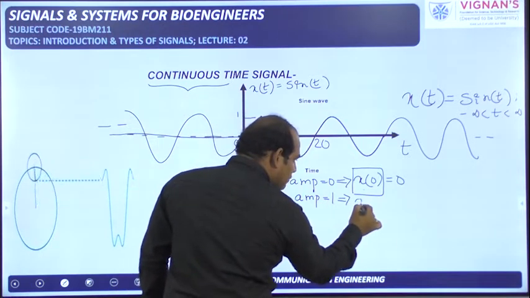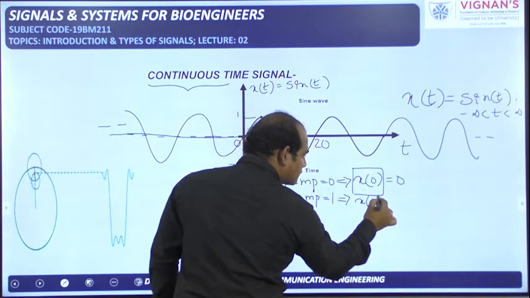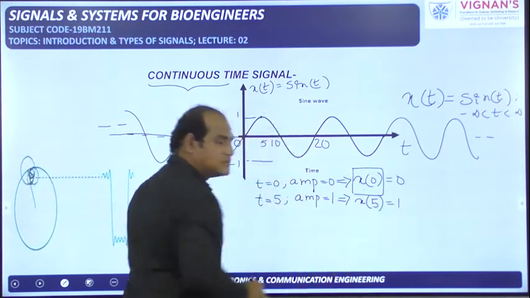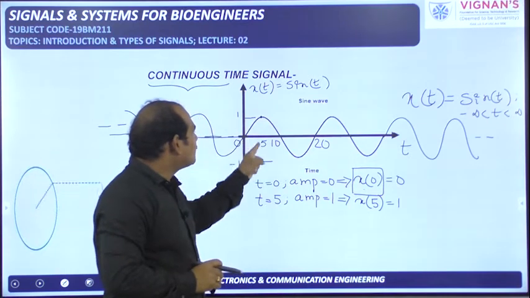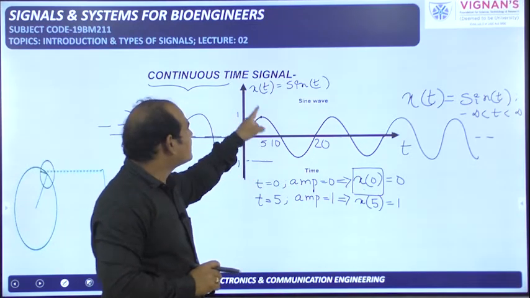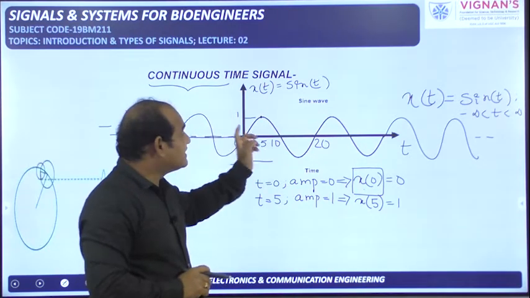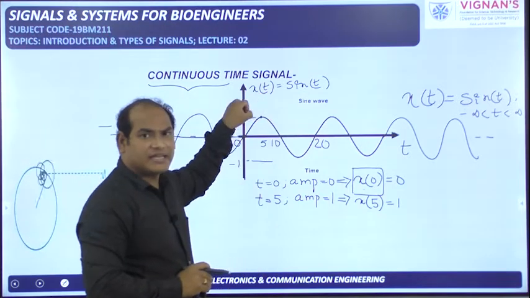Or simply we can represent that as x of 5. x of 5 is equal to 1. All these things are the same. At t is equal to 5, the value of the signal is 1, that is represented with x of 5. At t is equal to 5, that's why we are substituting here x of 5.